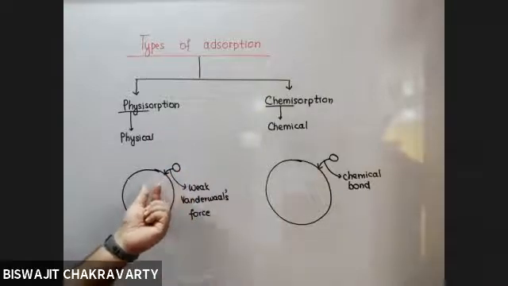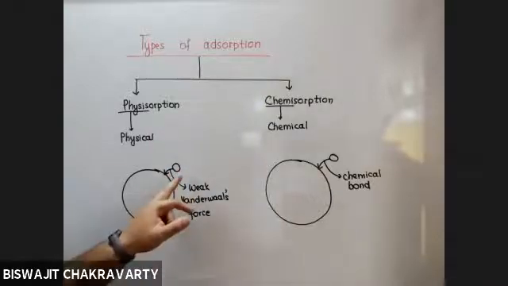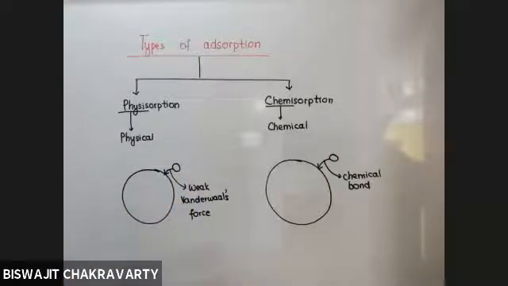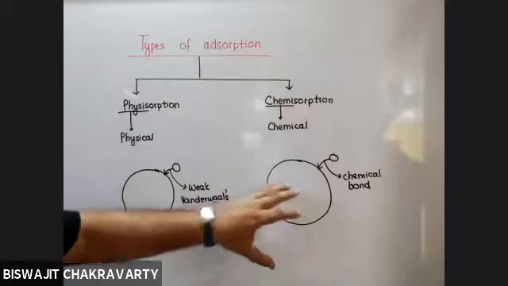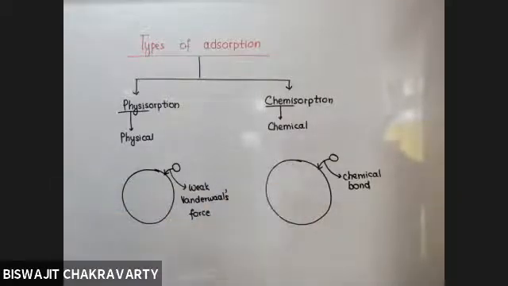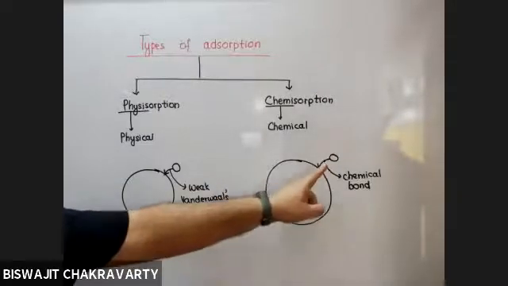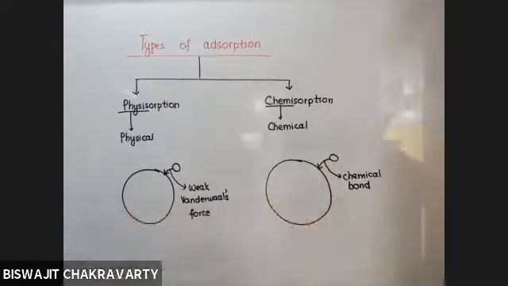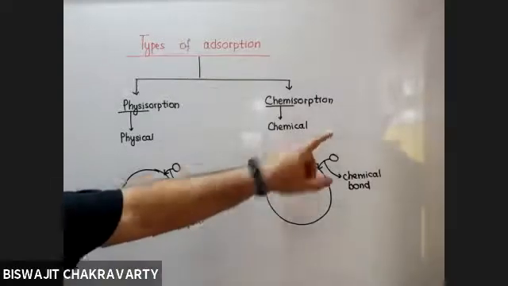But no such chemical reaction is occurring in physisorption, and therefore the adsorbate and adsorbent are not losing their identity. Whatever they were before the adsorption, they remain the same even after the adsorption. But as there is a chemical reaction going on in chemisorption, there will be product formation, and when there is product formation, a third type of substance will be formed, releasing a tremendous amount of energy.